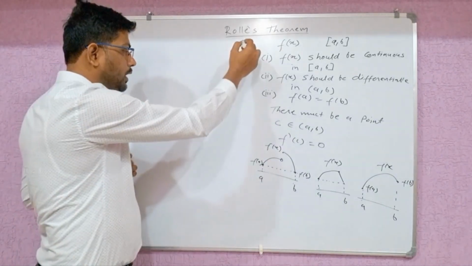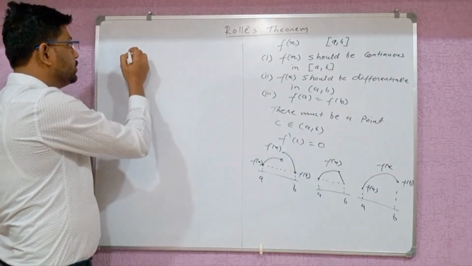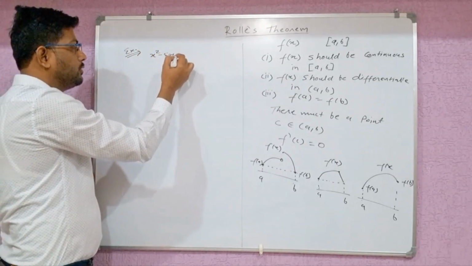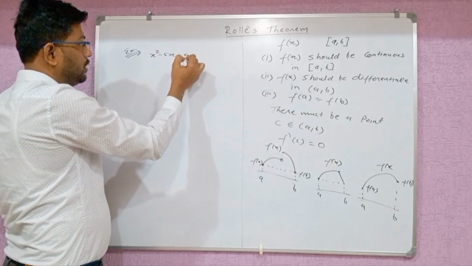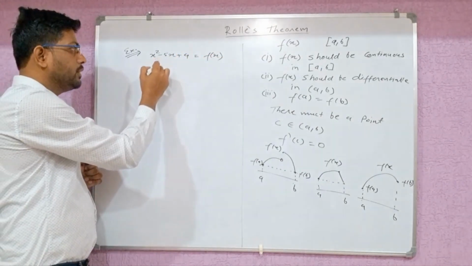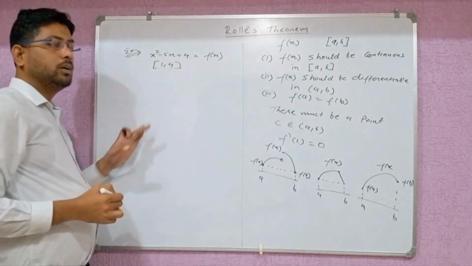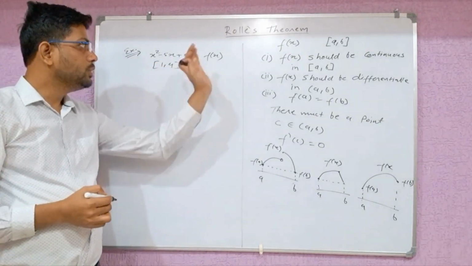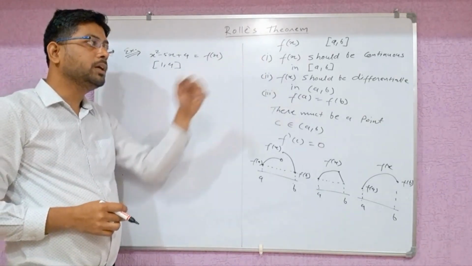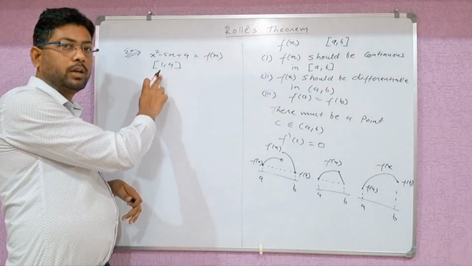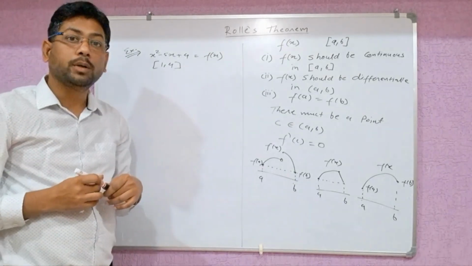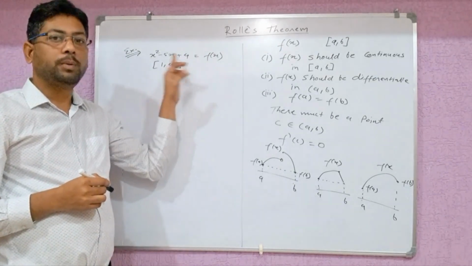Now for that, let's take one example. x square minus 5x plus 4. Let's suppose this is the function f(x) we have been given, and the interval given is 1 to 4. So we'll apply Rolle's theorem here. First of all, we'll check these three conditions. The first condition is f(x) should be continuous in the interval a to b, or here in this case 1 to 4. This f(x) is a polynomial function and we know all polynomials are continuous. So this f(x) will be continuous here.